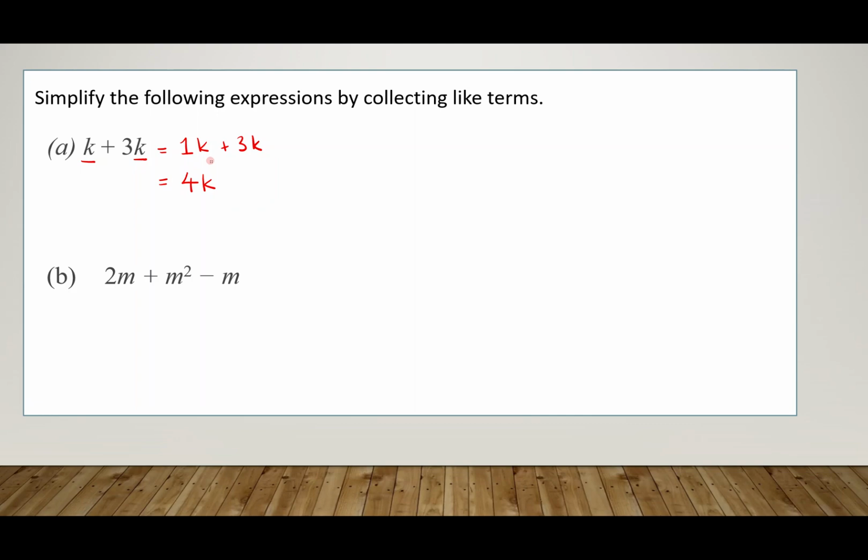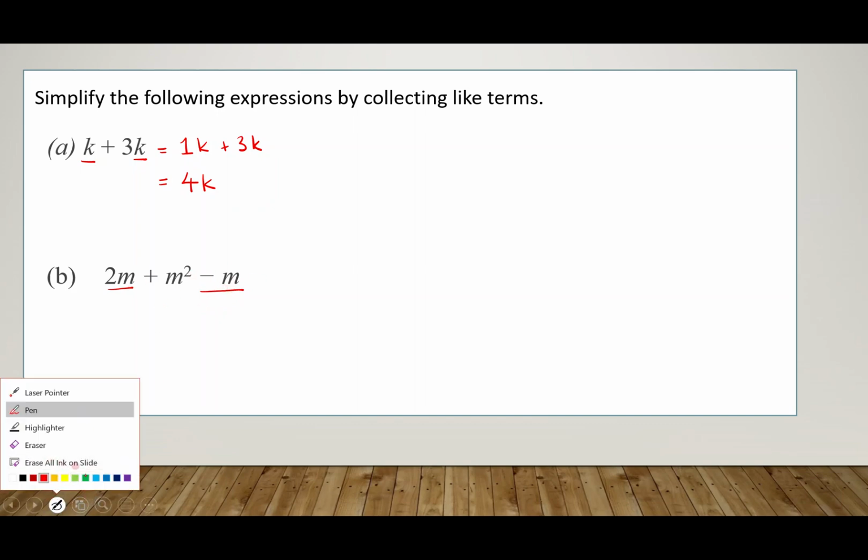In part B, it's very easy to get tripped up by a question like this. So all of our terms contain m's, and you're probably thinking, fantastic, I just add them all together. However, not all of these terms are like terms. So the 2m and the minus 1m, they are like terms because they both contain an m. However, the m squared is actually a different variable. So this is not a like term. We cannot add it to the other two.